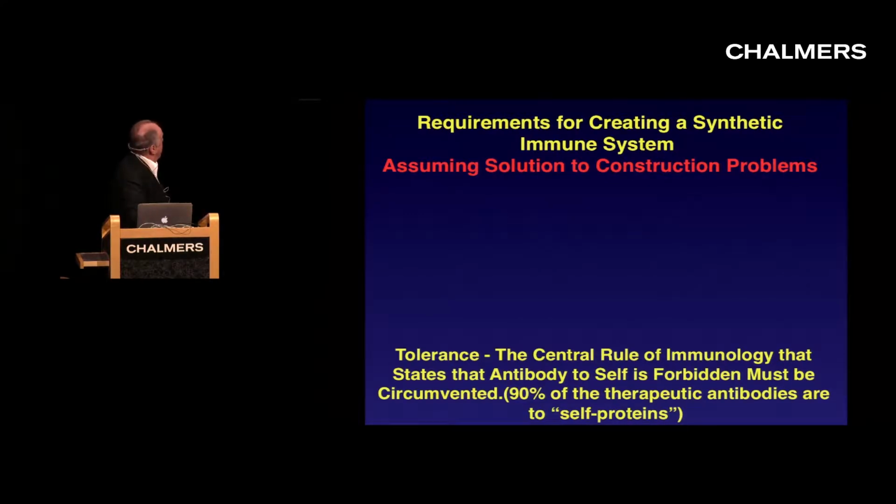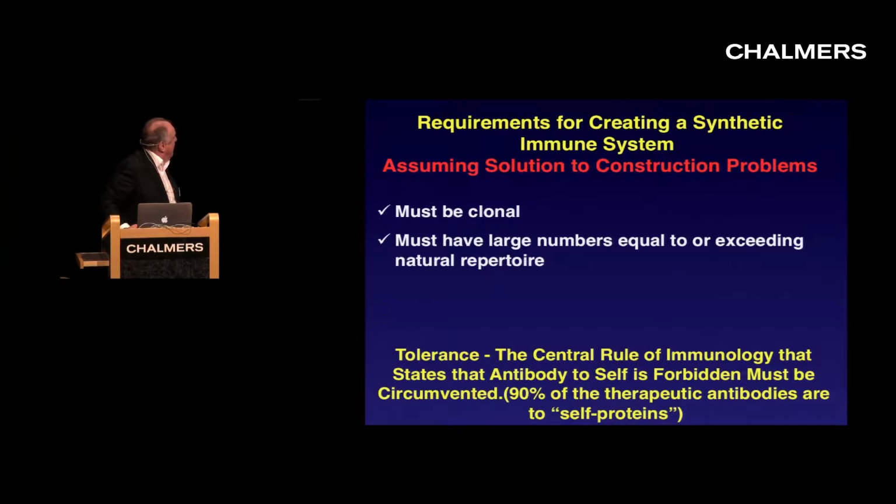So the requirements to make a synthetic immune system now, assuming you could solve this construction problem, which we did solve, is, first of all, tolerance. This is the central rule of immunology. And that rule states that, it's not a hypothesis, I think it deserves to be a rule, that you cannot make antibodies to yourself. And since almost all therapeutic antibodies, 90% of therapeutic antibodies, are to yourself, because you want to get rid of something, you want to perturb something, you want to knock off a cancer cell, you had to get around that problem. The system has to be clonal, because you don't want a huge mixture anymore.